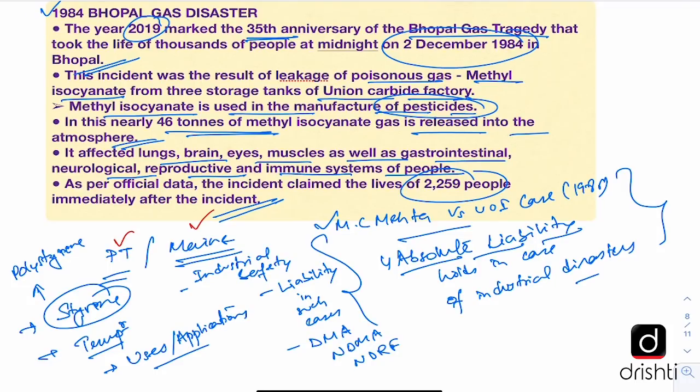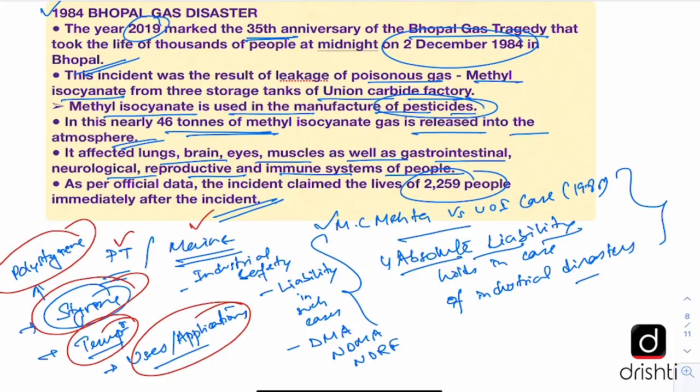Now let us look at what kind of questions can be asked in prelims and mains. In prelims, you can be asked about styrene, polystyrene, at what temperature they need to be stored, what are their uses and applications, and so on. You can also be asked about the location of the place where this leak happened and the company belongs to which country. So it's a South Korean company.